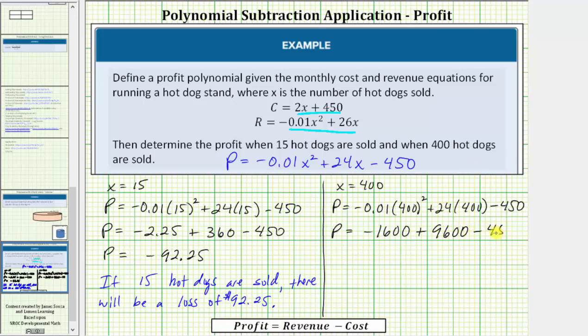And then we have minus 450. And this simplifies to 7,550. Which means if 400 hot dogs are sold, the profit will be $7,550.